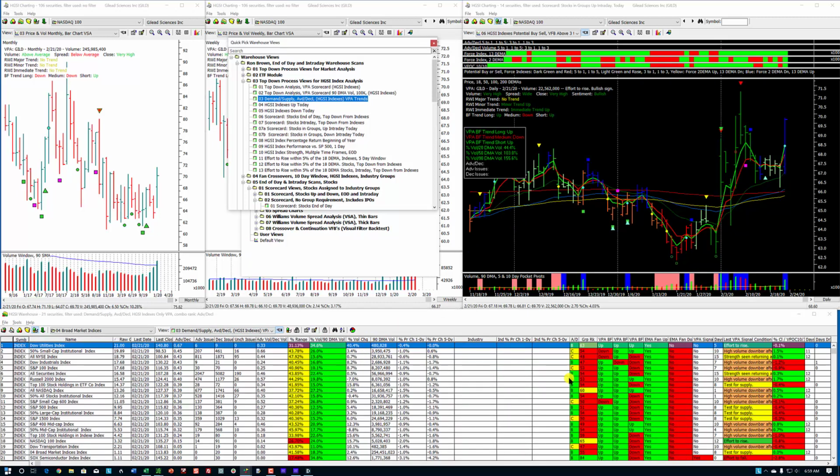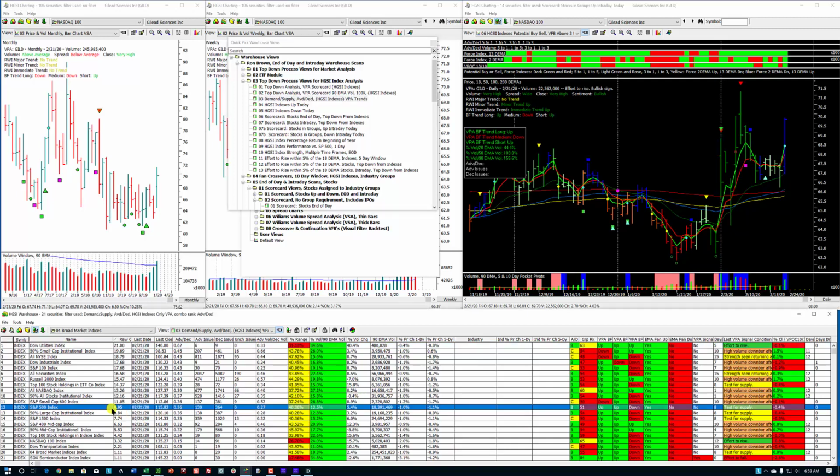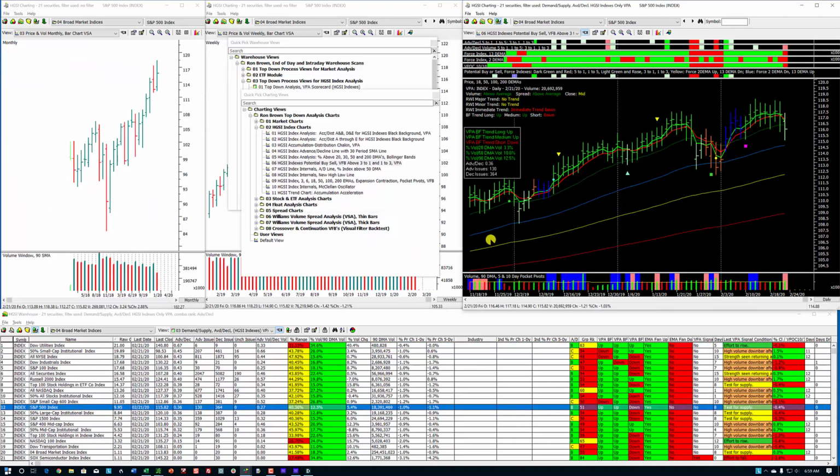Now, not all of the indexes were hit that hard. Let's look at the S&P 500. And here's the S&P 500. You can see that these 3 indicators turned down, but there's no signal here because it was not a 5-to-1 down day for the S&P 500.